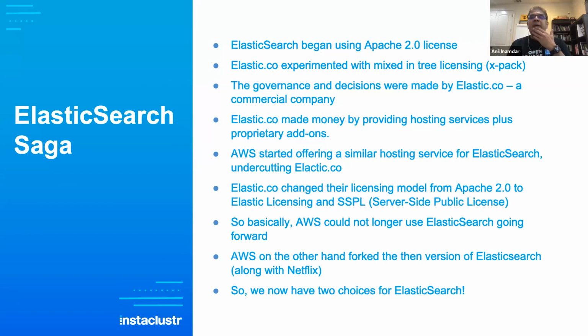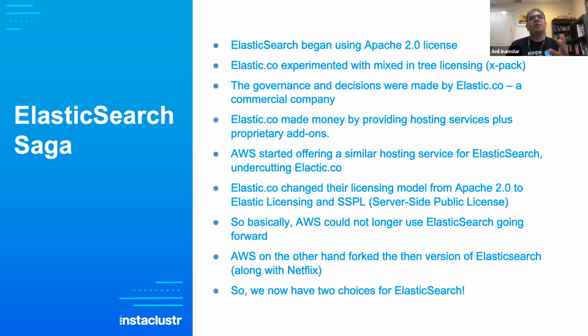All right. So now that we have looked at some of those four or five considerations, let's take a recent development in the open source market regarding Elasticsearch. This is a good story and highlights some of the complexities and the dynamics that are happening in the market.